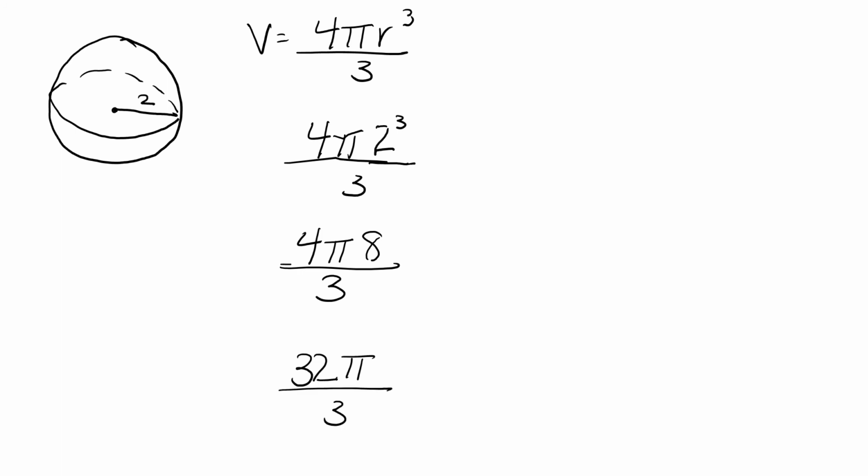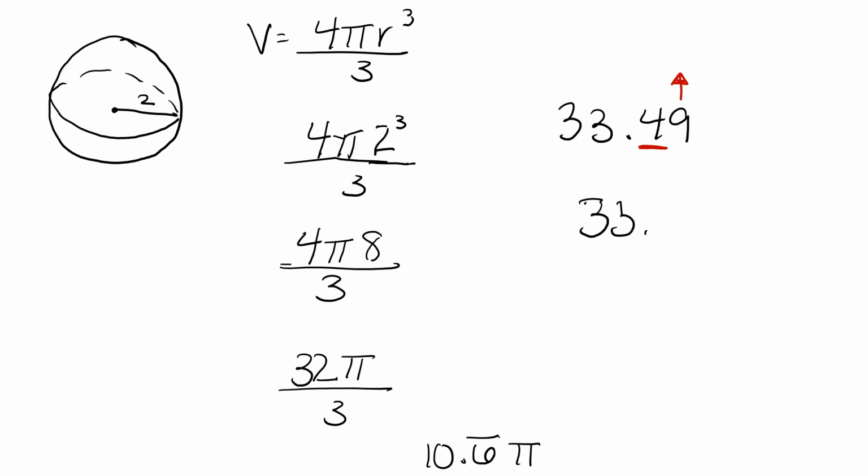We divide 32 divided by 3 to get 10.6 repeating pi. We're then going to multiply by pi using 3.14, and we get 33.493 repeating. But because the directions tell us to round to the nearest tenth, 4 is in the tenths place, the 9 tells us to round up, we end up with 33.5 as our final answer.